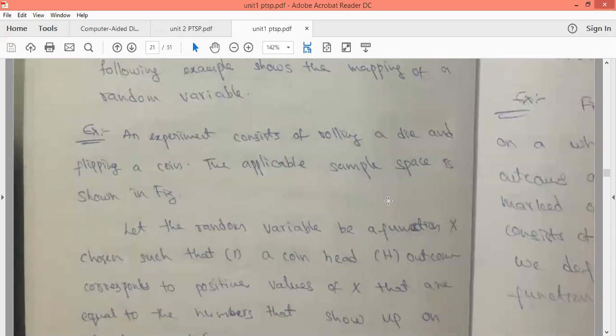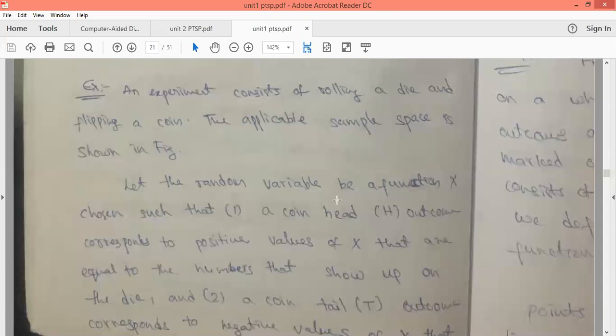Now here we consider an example. We are throwing a die and tossing a coin, both. When we throw a die, what are the possible outcomes? We will get 1, 2, 3, 4, 5, 6. When you toss a coin, what are the possible outcomes? We will get head or tail.